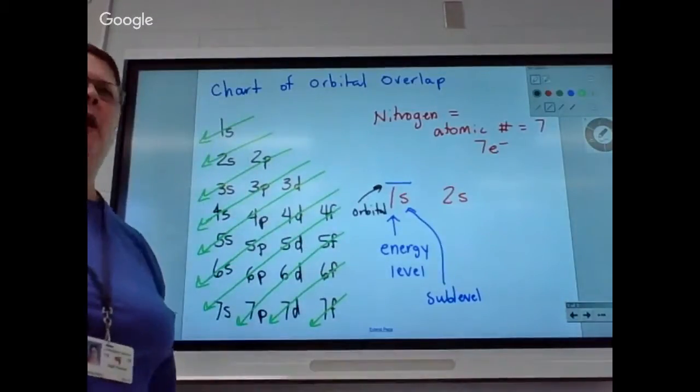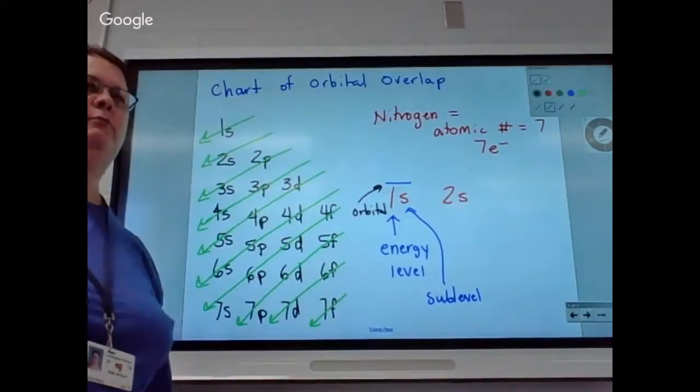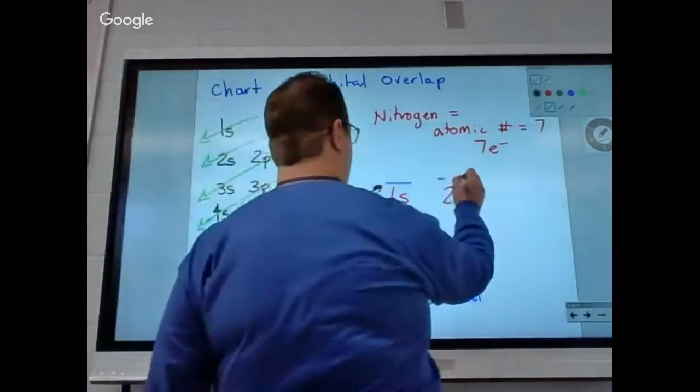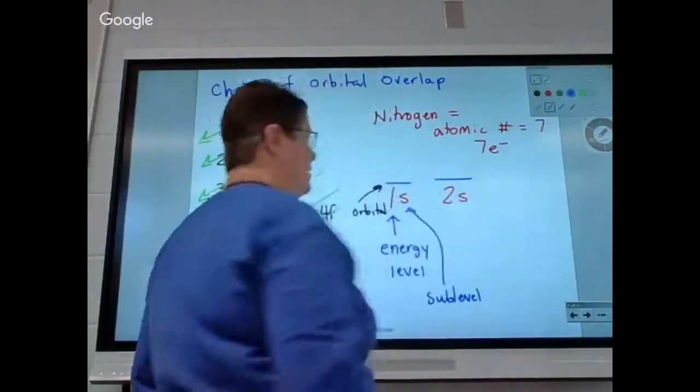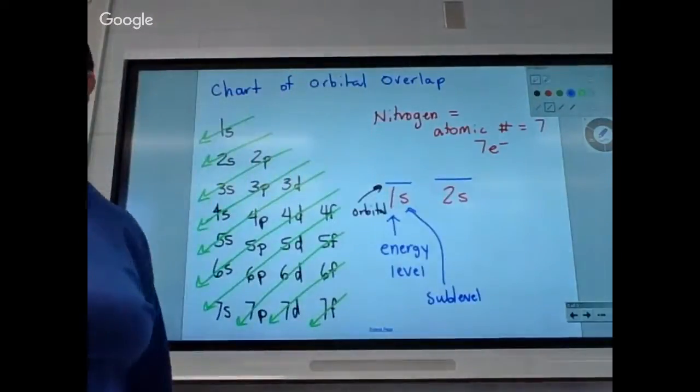2s. How many orbitals does S have? 1. So I draw one line above it. It doesn't matter that it only has a 2 in front of it. It's still an S. It only gets one line.